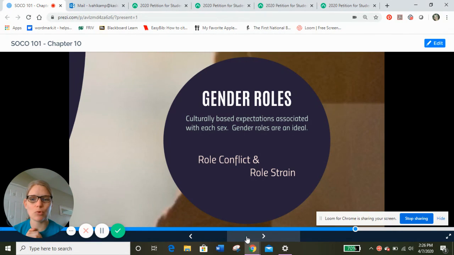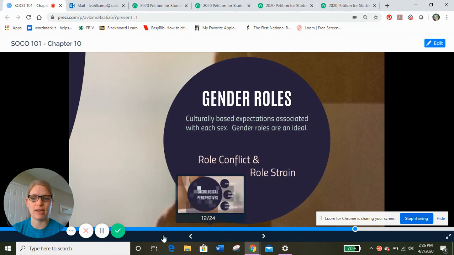We get the same thing with role strain. That's when expectations of two different statuses put strain on the individual. So, like I mentioned, the expectations for someone who's a worker, a woman working outside the home, and then the expectations of being a mother. Since we've had this progress, it's causing great strain on individuals.